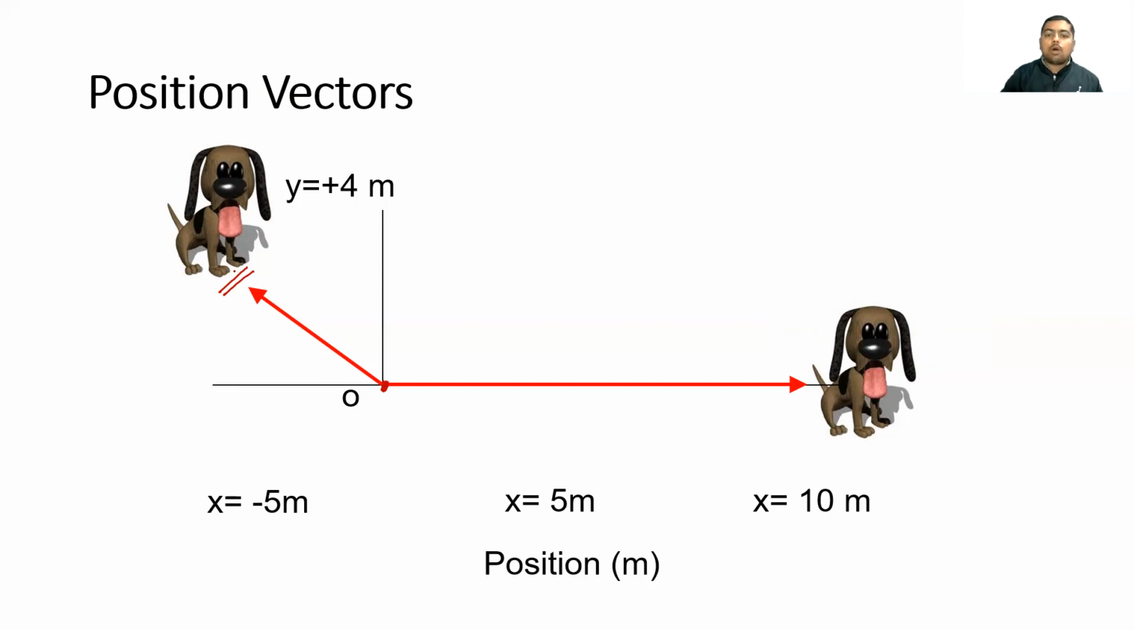The coordinates of this dog from the origin, when the dog is in this place, is 10 meters on the x-axis. This is the position vector which defines the position of this dog. And when the dog is at this point B, its position on the y-axis is plus 4 meters and on the x-axis is minus 5 meters. Its coordinates become (-5, 4).